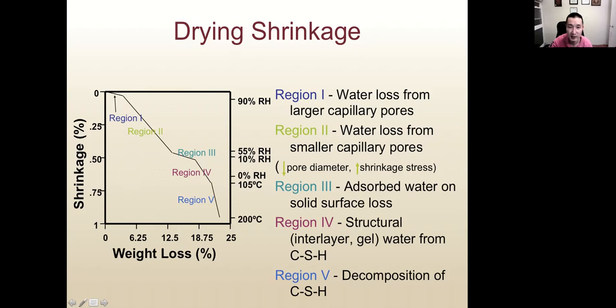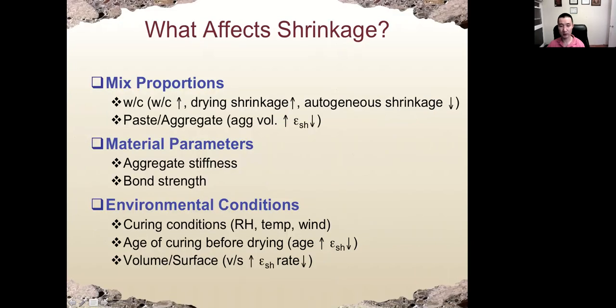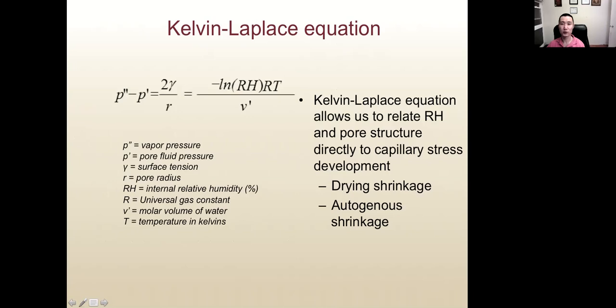All right, go back to these slides. We showed these slides before, moments ago, and we know region 2 has steeper shrinkage, which means for the same amount of reduction in RH, region 2 has more shrinkage. The reason for that is because region 2 is drying off smaller pore size, smaller pores. And due to the Kelvin-Laplace equation, reducing the pore size, reducing r, will increase the shrinkage stress. So the shrinkage will be higher.